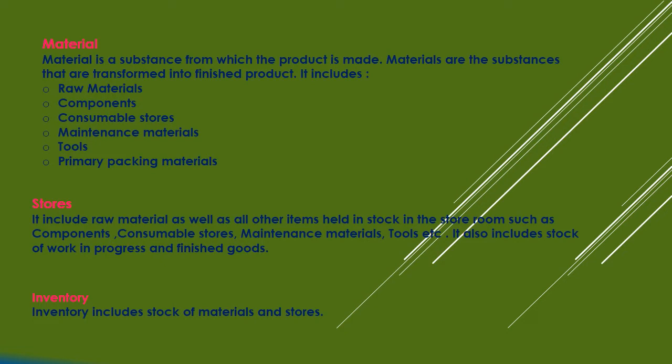Next term is stores. It includes raw material as well as all other items held in stock in the storeroom, such as components, consumable stores, maintenance materials, tools, etc. It also includes stock of work in progress and finished goods. So the difference between the material and stores is when the materials reach the storeroom, then it will become stores. An inventory includes stock of materials and stores.